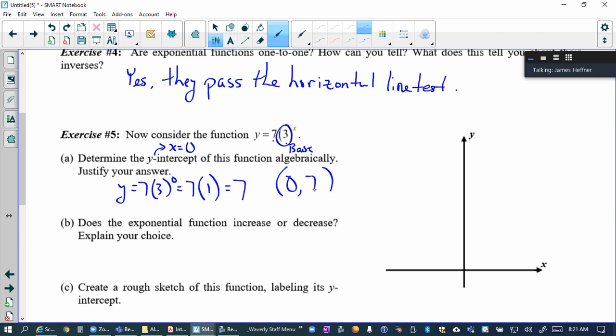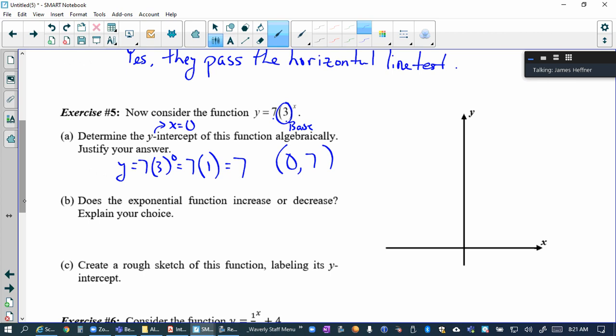And now, the next question is, does this exponential function increase or decrease? What's the base? The base is 3, so it will increase. Yeah, that's right. If the base is greater than 1, it's always going to increase. We call this growth, exponential growth, right? If it's in that form.